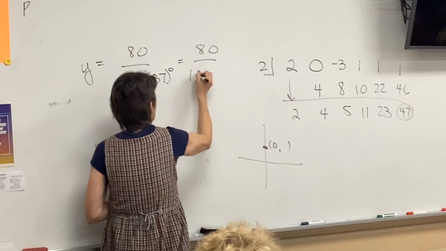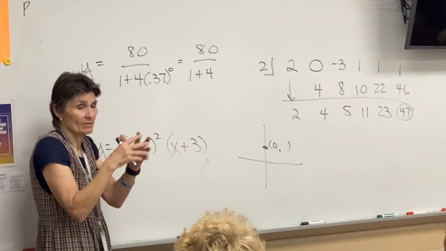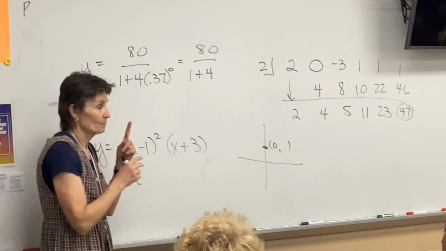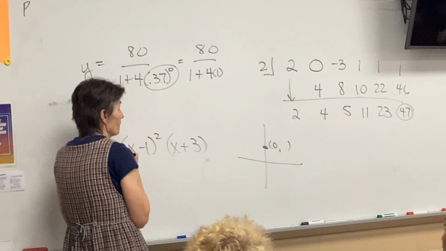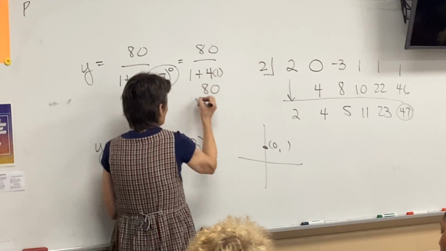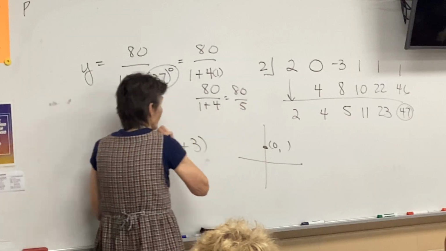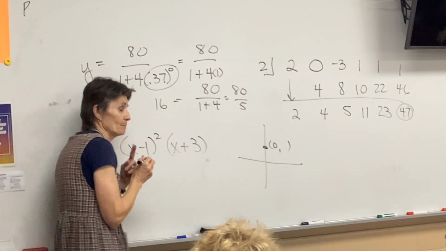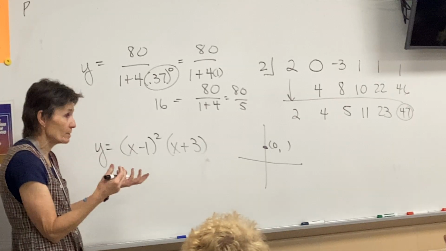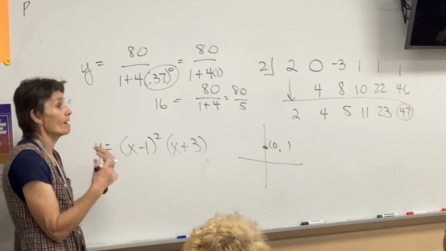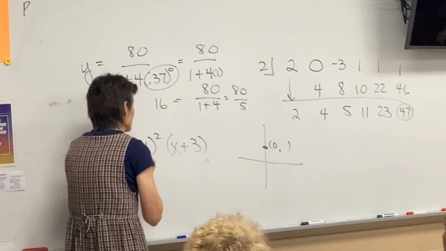What is 0.37 to the 0th power? What is anything to the 0th power? 1. So this is just 1. This right here is 1. 80 over 1 plus 4 is 80 over 5. What's my y-intercept? 16. You'll have a baby calculator, just like you will tomorrow, or on your chapter 3 test. For the no calculator part of the exam, you'll have a baby calculator. So the y-intercept is 16.